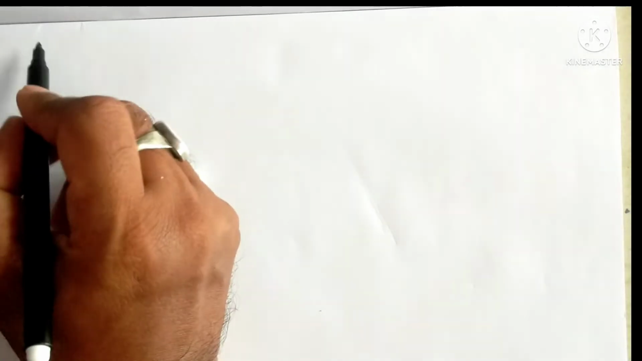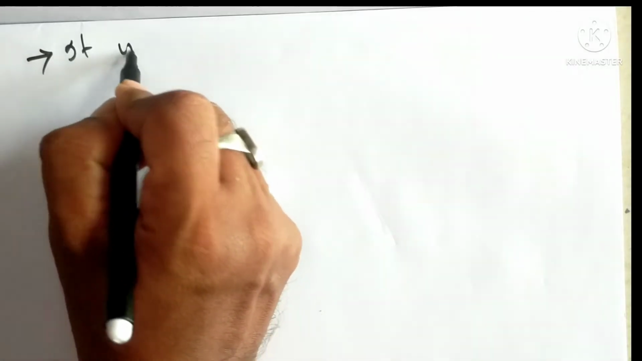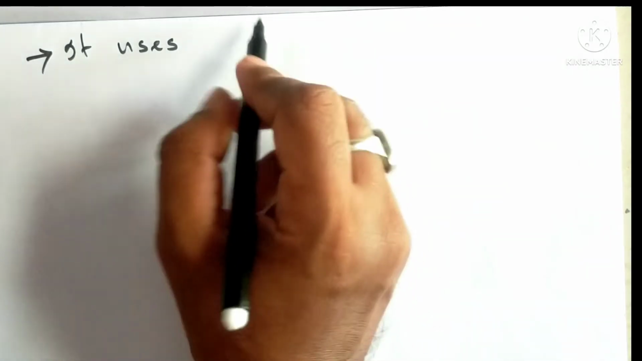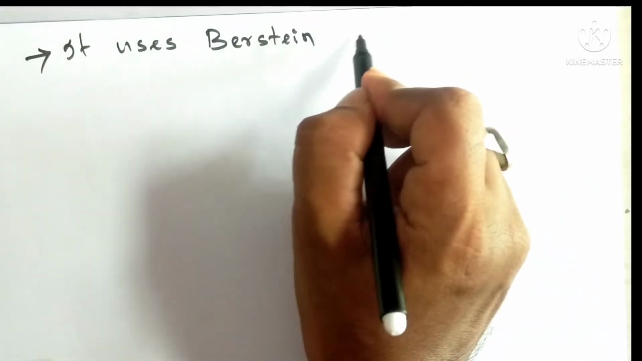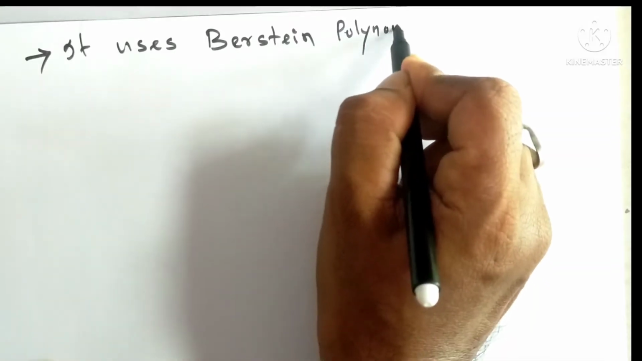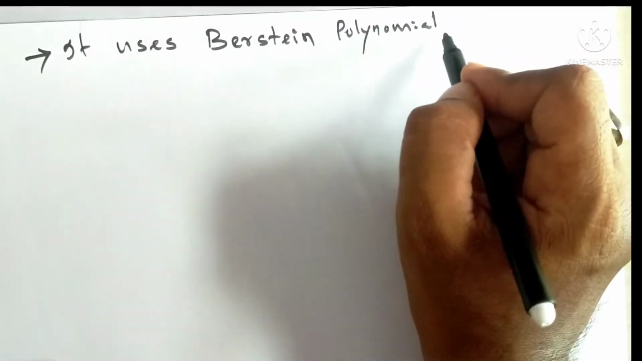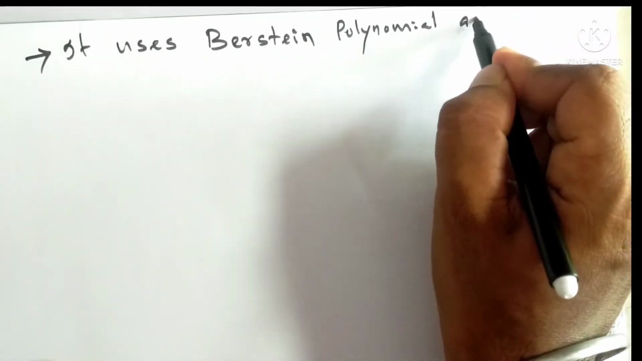The Bezier curve was discovered by the engineer Bezier. That's why this curve is named the Bezier curve. The Bezier curve uses one polynomial function, called the Bernstein polynomial function. So we can say the Bezier curve uses the Bernstein polynomial as its basis function.